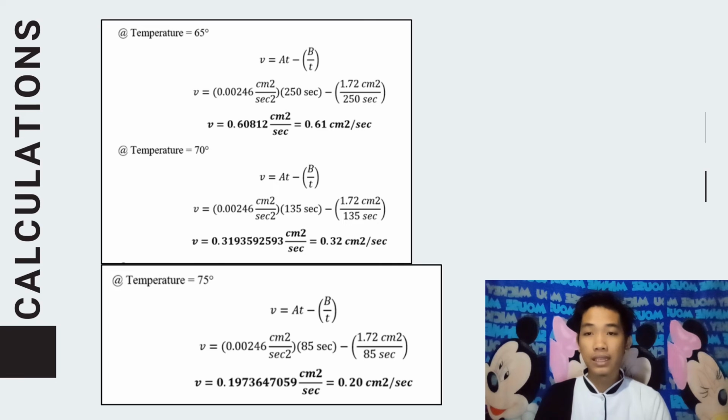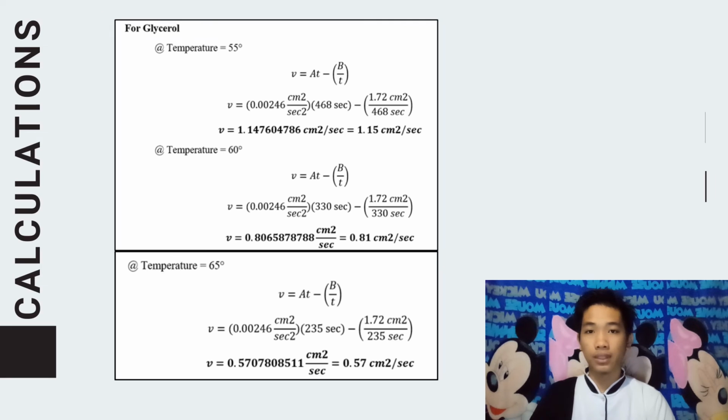And lastly, is at a temperature of 75 degrees Celsius, having a time of 85 seconds, we can calculate the kinematic viscosity, which results to 0.197364759 square centimeter over second, or equivalent to 0.20 square centimeter over second. So for the next one, the glycerol.